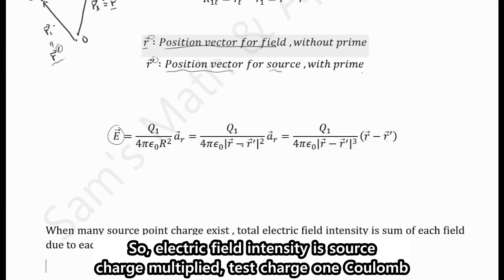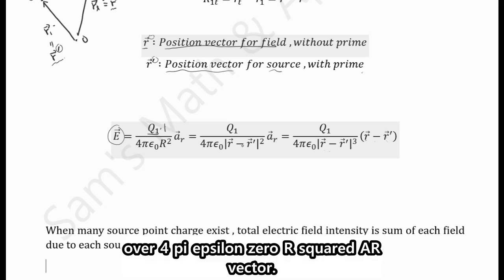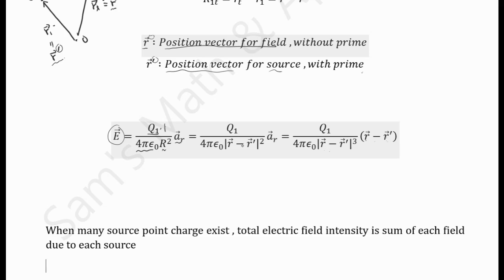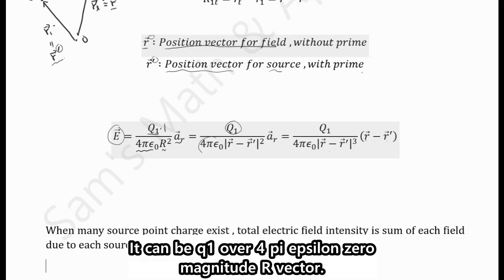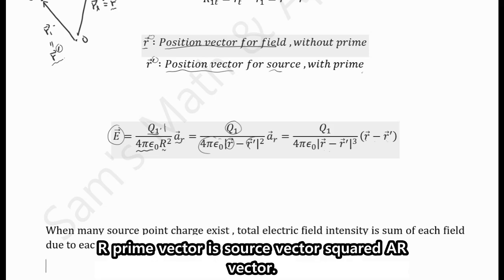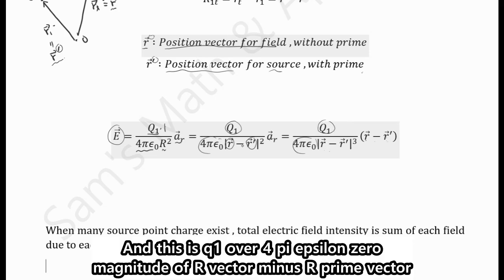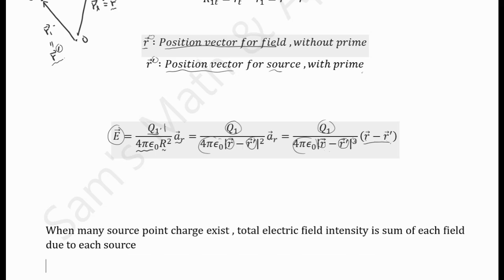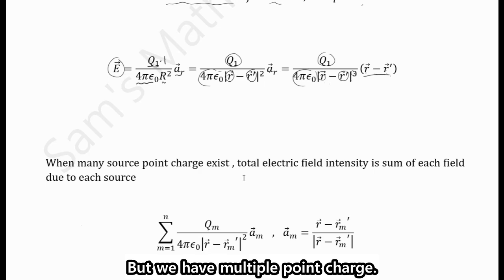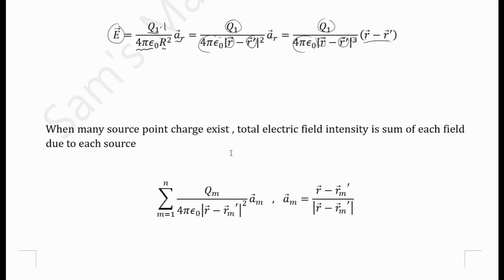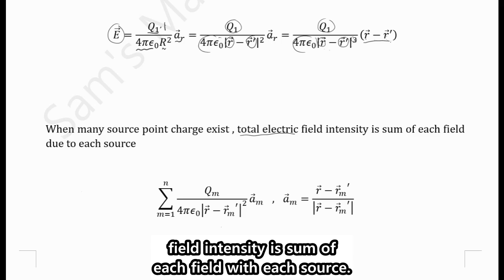So electric field intensity is the source charge multiply test charge 1 Coulomb over 4 pi epsilon 0 r squared AR vector. It can be Q1 over 4 pi epsilon 0 magnitude of r vector, where r vector is the field vector and r prime vector is the source vector, squared AR vector. And this is Q1 over 4 pi epsilon 0 magnitude of r vector minus r prime vector cubed times r vector minus r prime vector. But we may have multiple point charges. When many source point charges exist, the total electric field intensity is the sum of each field due to each source.